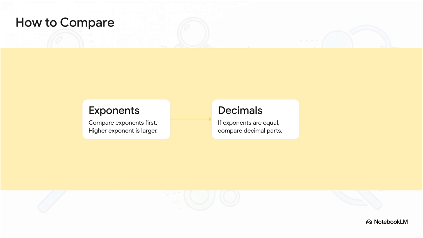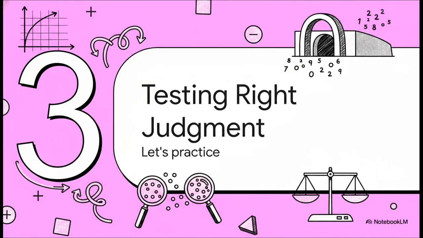Now, step 2. If and only if the exponents are exactly the same, then you look at those decimal parts to break the tie. Pretty straightforward, right? Let's see how this builds our practical skills. All right, Section 3, testing our right judgment. Let's get some practice in.